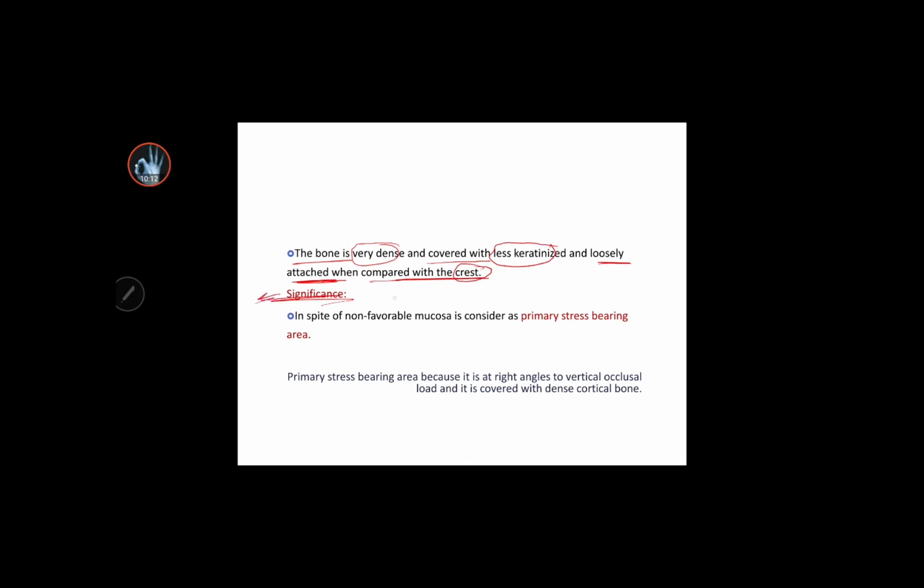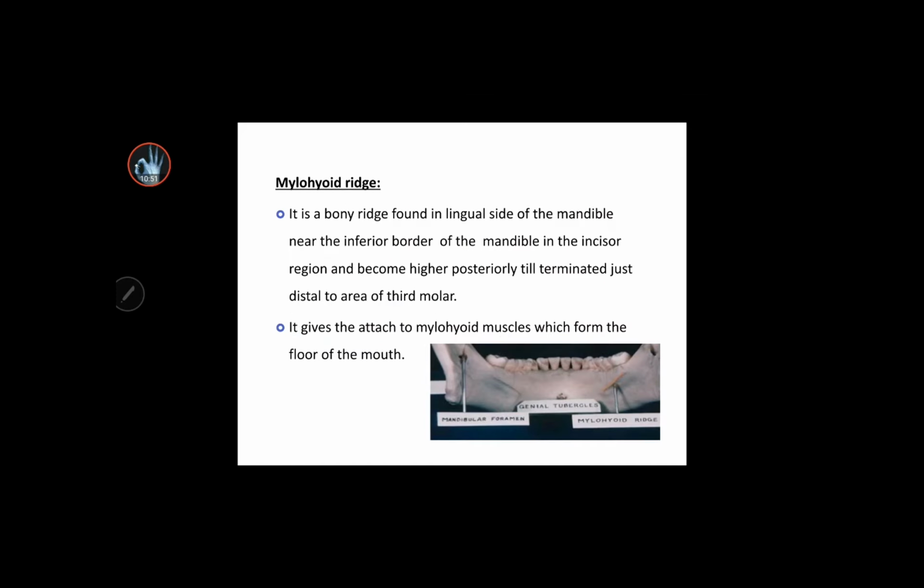The significance, the importance of the buccal shelf: in spite of the non-keratinized mucosa, it is considered a primary stress-bearing area. Important notes. Why is it a primary stress-bearing area? Because it is at a right angle to the vertical occlusal loads and covered by dense cortical bone. And we say cortical bone is compact bone, meaning hard bone. Also, the force comes vertically, perpendicular to it.